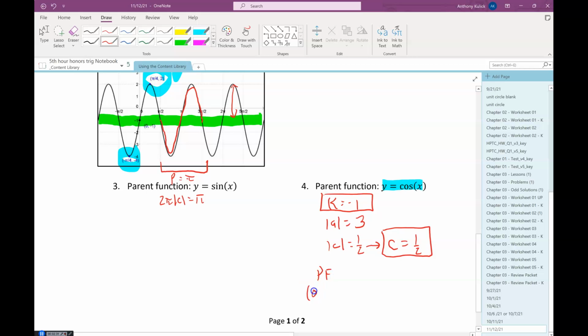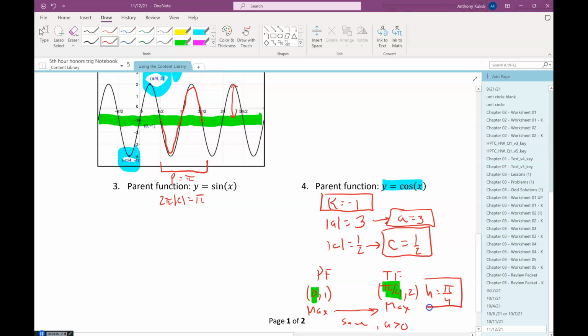So in my parent function, I'm going to be using the point 0, 1, which is a maximum. And in my transform function, I'm going to use the point pi over 4, 2, which is also a maximum. Because going from max to max, that's the same kind of extreme point. That tells me the A is positive. And then because the x-coordinate from the parent function is 0, the H is just going to be the x-coordinate from the transformed function. And there's everything that I need.